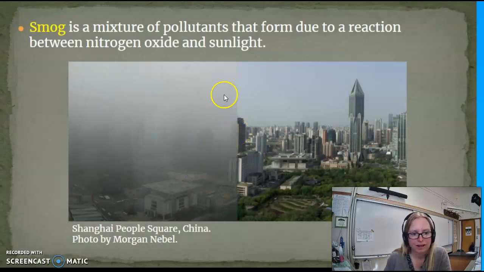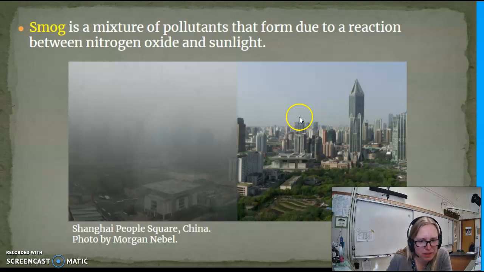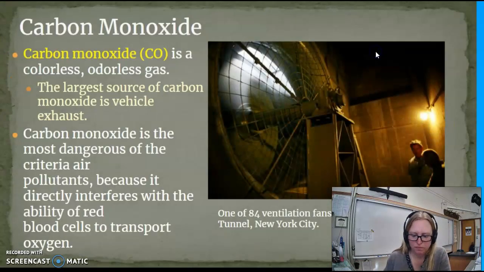And then smog. Here's a picture of Shanghai on a high pollution day and then on a clear day. So smog is a mixture of reactants that form, a reaction between nitrogen oxide and sunlight. All of those combined, there's a chemical reaction that happens in the air, and that smog is formed.